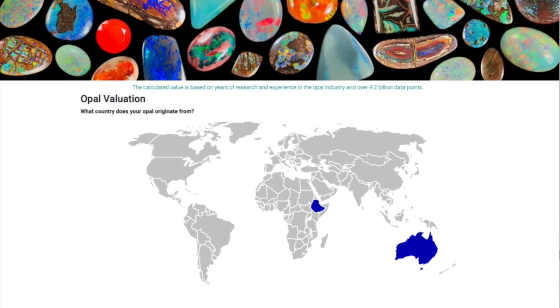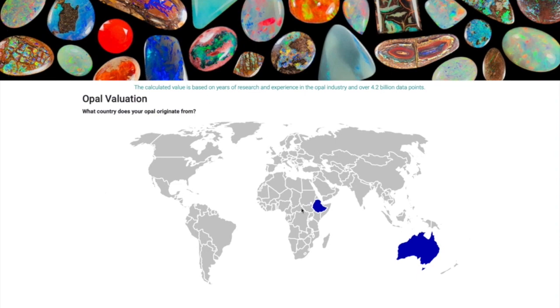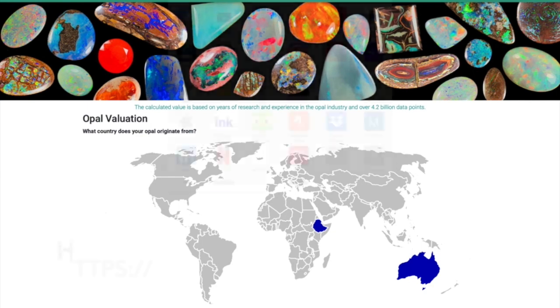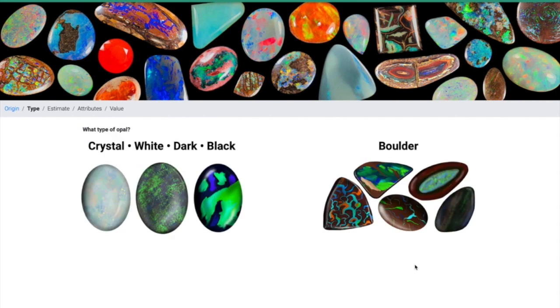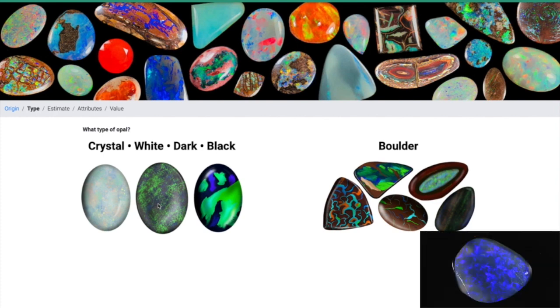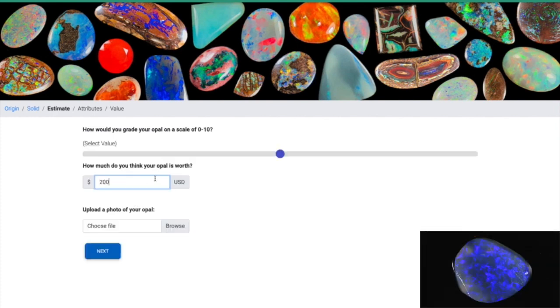$200. All right, so this is a really pretty easy, intuitive interface. The URL here is opalvalue.com, and to do this opal, you've got to choose whether it's Ethiopian or Australian. So we pick Australian. This is an Australian opal, and then you pick the type of opal. It's worth $200, that's what we figured out through our method, and then we'll say it's maybe a 5 out of 10. It's a decent opal.